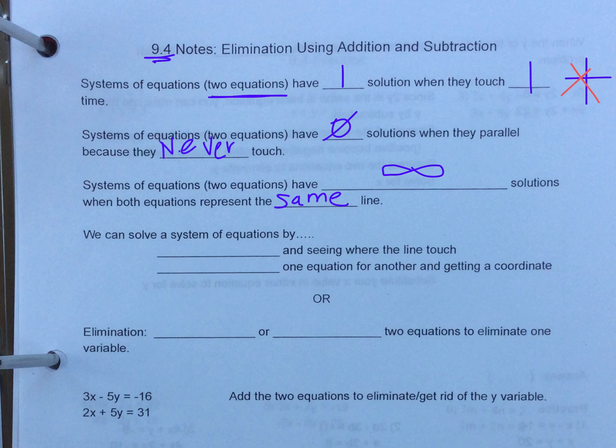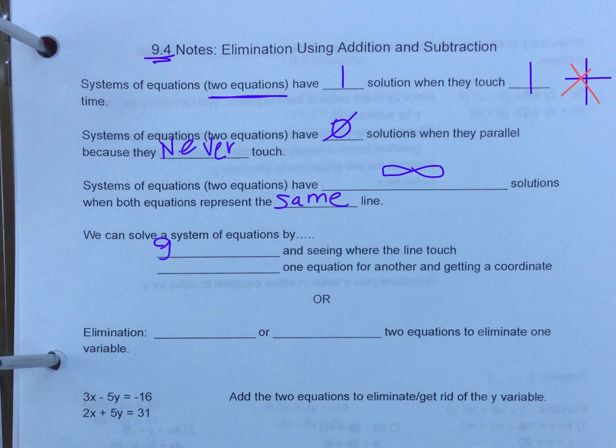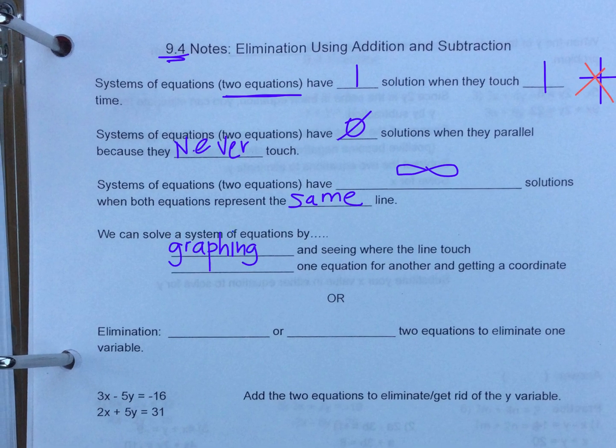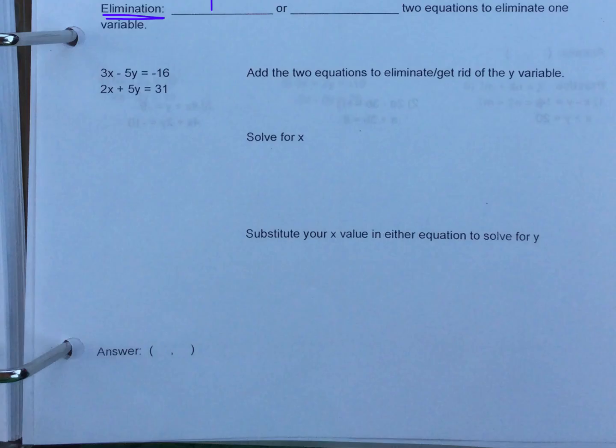Okay, so far we have solved systems of equations two ways. We've graphed them and just looked at them to see where they've touched. We've substituted one equation for another to get a coordinate, and now we're going to use what we call elimination. This is my favorite way, and when we have elimination, we either add or subtract two equations.